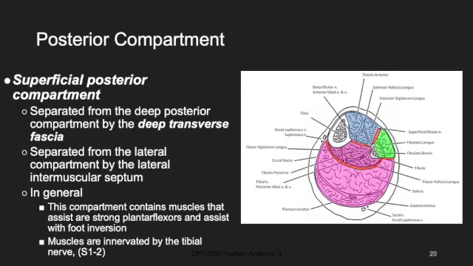Look at this slide, look at the next slide as well. The superficial posterior compartment. This is going to be obviously my more superficial section. My muscles here are going to be my gastrocnemius and my soleus. They're going to be innervated by my tibial nerve, primarily going to be ankle plantar flexors, and also they're going to have a little bit of foot inversion as well.